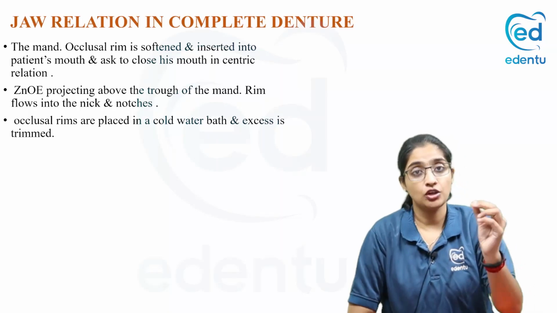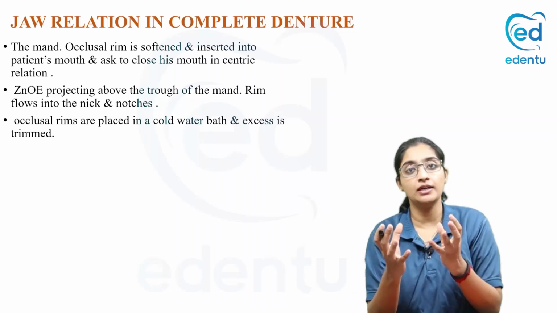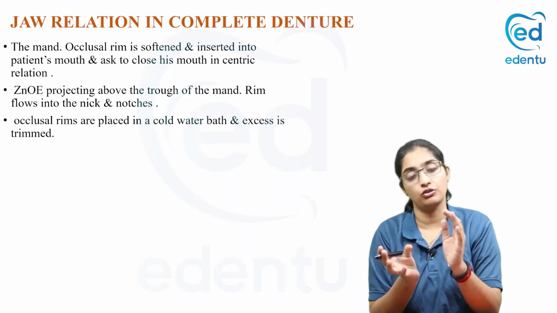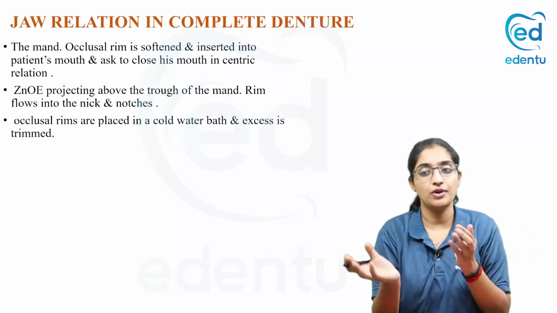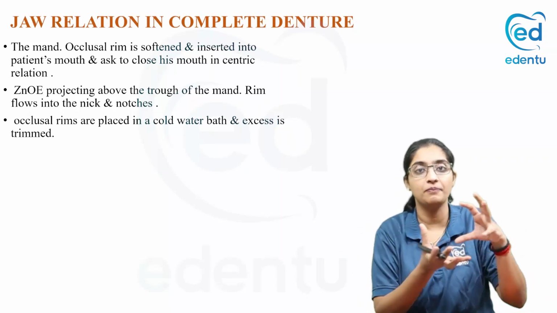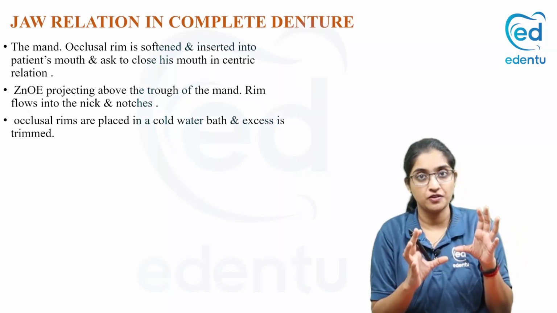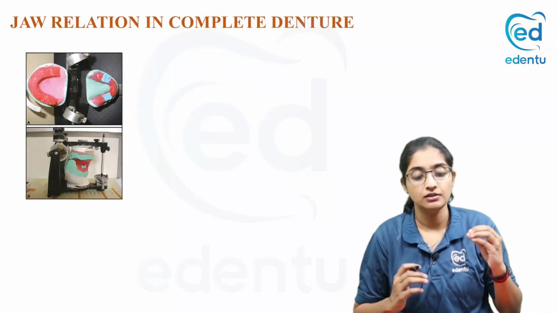Now, the zinc oxide eugenol which is projecting will help in reorienting this maxillary and the mandibular occlusal rim onto your articulator. So, remember on the articulator you already have your face bow transferred maxilla. Now, the mandibular relationship comes from this nick and notch method that you have taken after the tracing, and you are going to articulate the mandibular also.